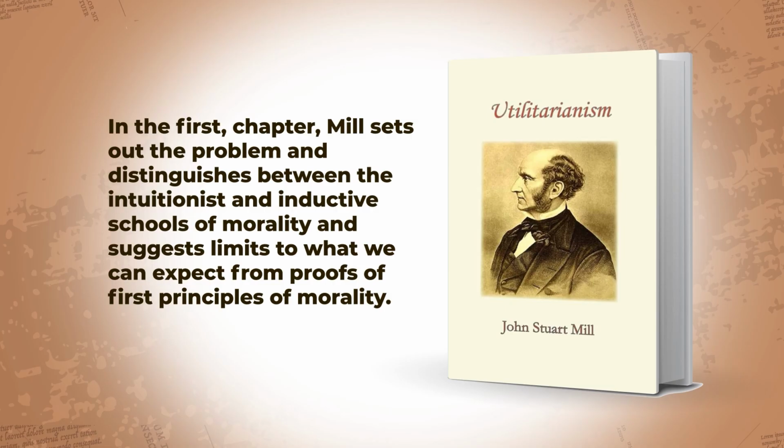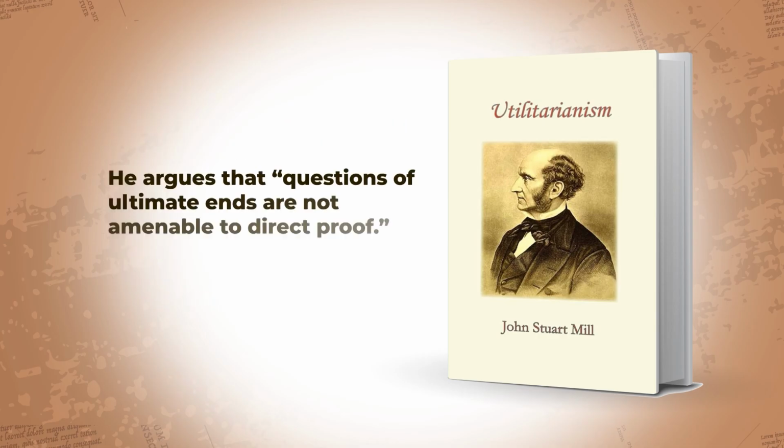We will now look at Mill's defense of the principle of utility in his book Utilitarianism. The book has 5 chapters and each one has given a detailed interpretation of what Mill's project on utilitarianism was. In the first chapter, Mill sets out the problem and distinguishes between the intuitionist and the inductive schools of morality and suggests limits to what we can expect from proofs of first principles of morality. He argues that questions of ultimate ends are not amenable to direct proof.